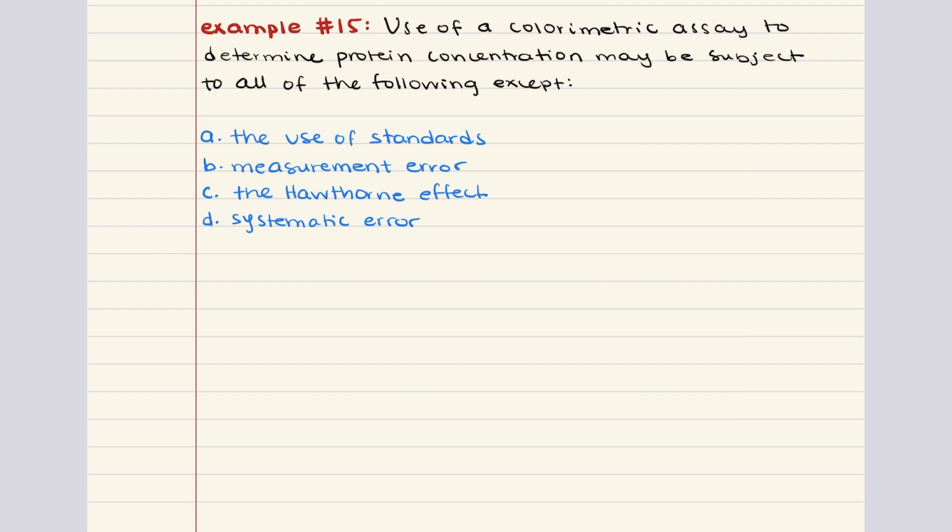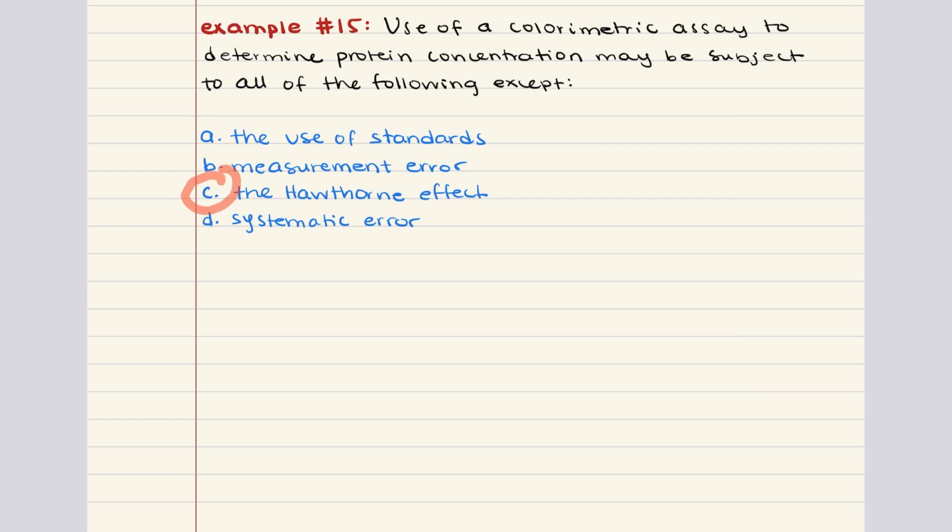C says the Hawthorne effect. Now, the Hawthorne effect refers to changes in behavior by individuals who know they are being observed. This is particularly relevant, as you guessed it, in studies involving human participants. Since a colorimetric assay is a lab technique for measuring protein concentration, it's clearly not influenced by human behavior, and so it's not subject to the Hawthorne effect. C is the correct answer.